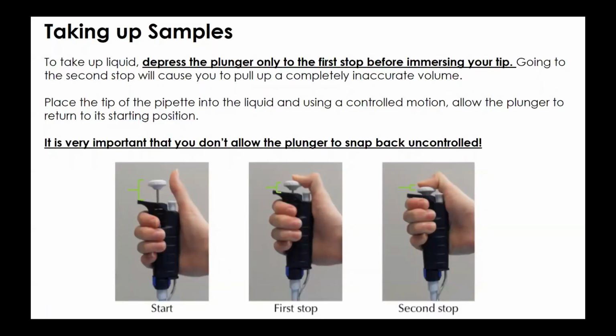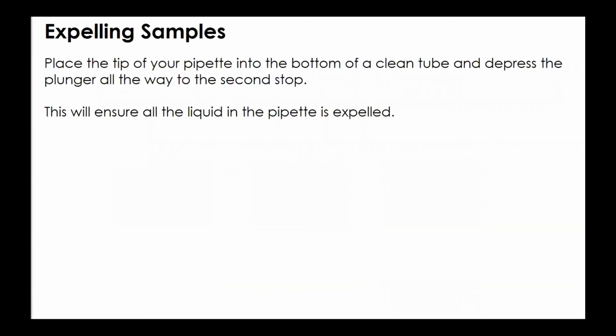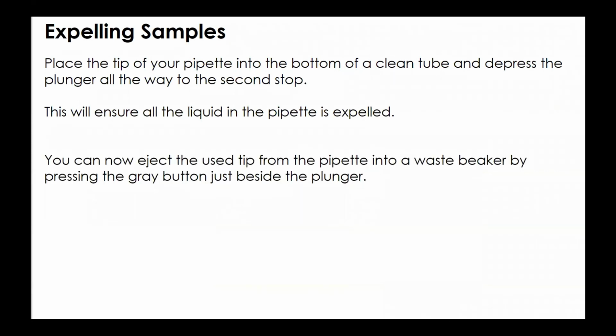Now that we have fluid in our tips, we're ready to expel our sample into a new tube. In order to do so, place the tip of your pipette into the bottom of a clean tube and depress the plunger all the way down, this time to the second stop. Pressing down to the second stop will now ensure that all the liquid in the pipette is expelled. You can now eject the used tip from the pipette into a waste beaker by pressing the gray button just beside the plunger. We should always remember to change tips between any samples that we're pipetting.